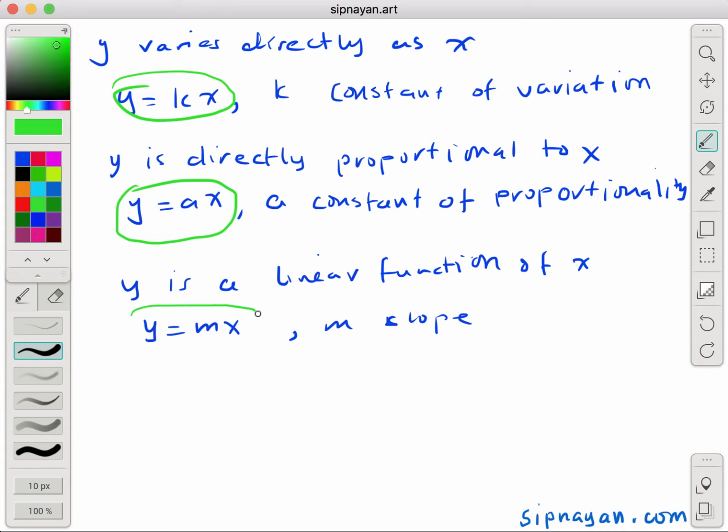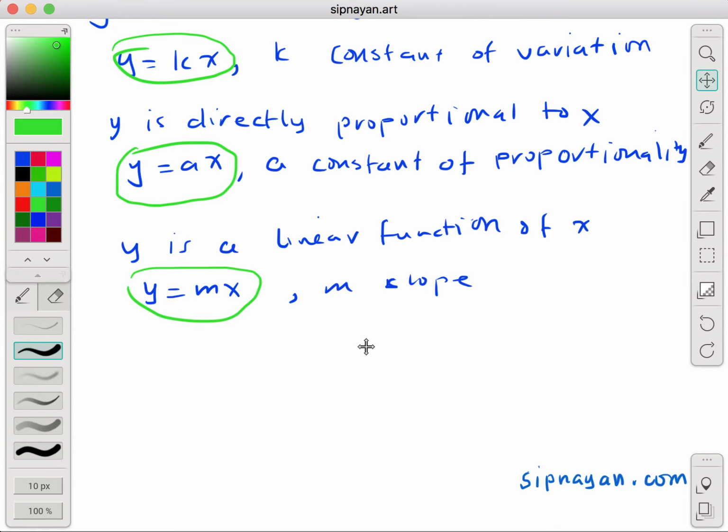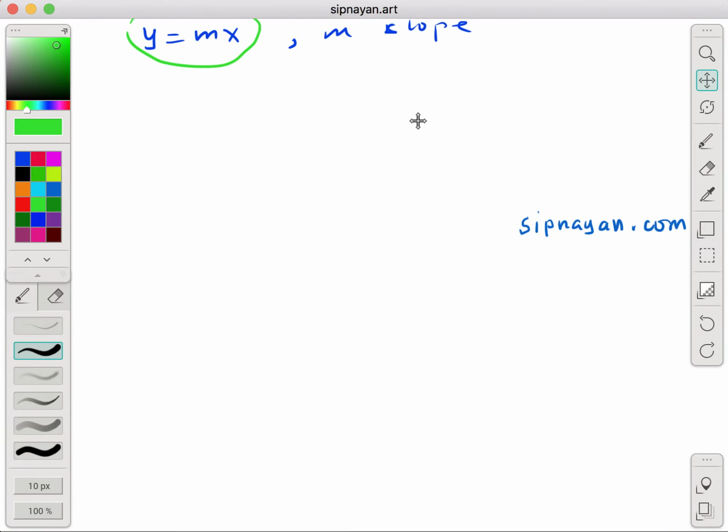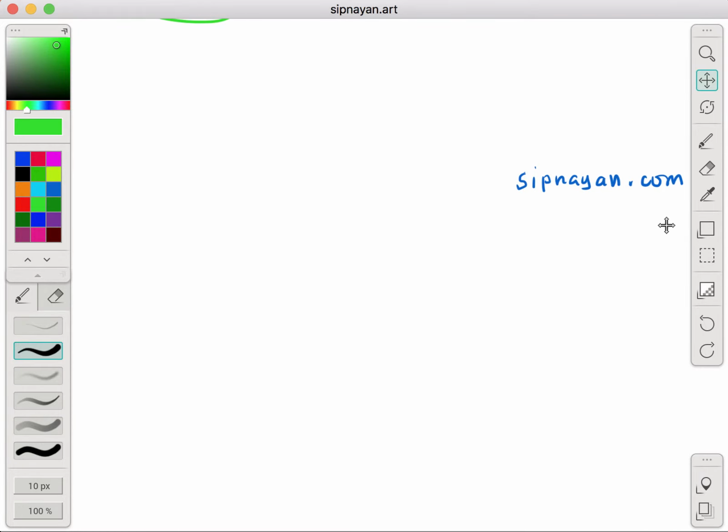So, parang ibig sabihin pala, pag pinag-uusapan natin yung direct variation, parang pinag-uusapan pala natin yung direct proportion tsaka yung special case of linear function where b is equal to 0. So, nakikita niyo yung pagkakapare-pareho, no? In terms of the graph, pag ganito yung equation mo, it's a straight line passing through 0, di ba? Passing through the origin.